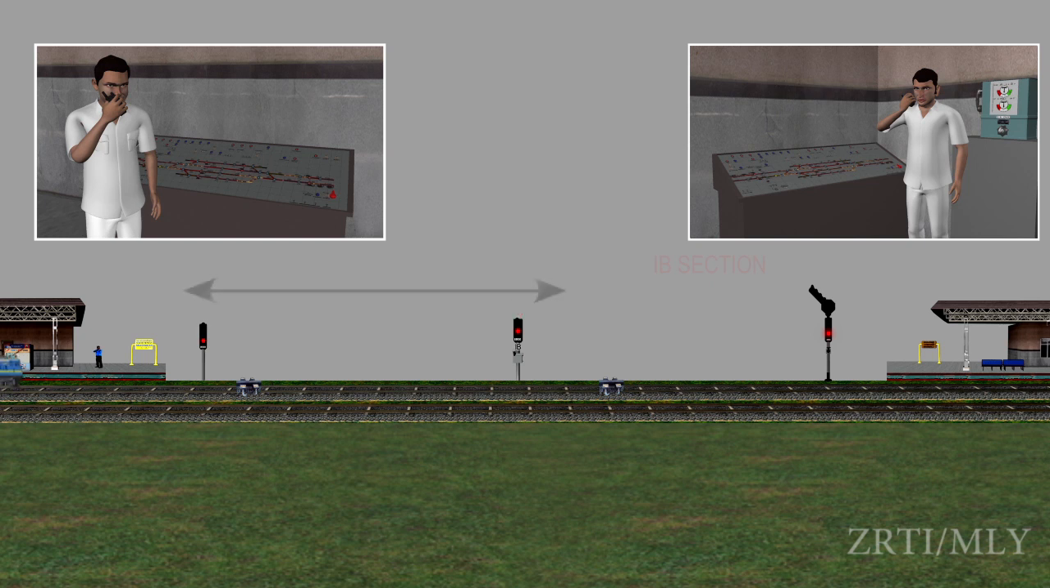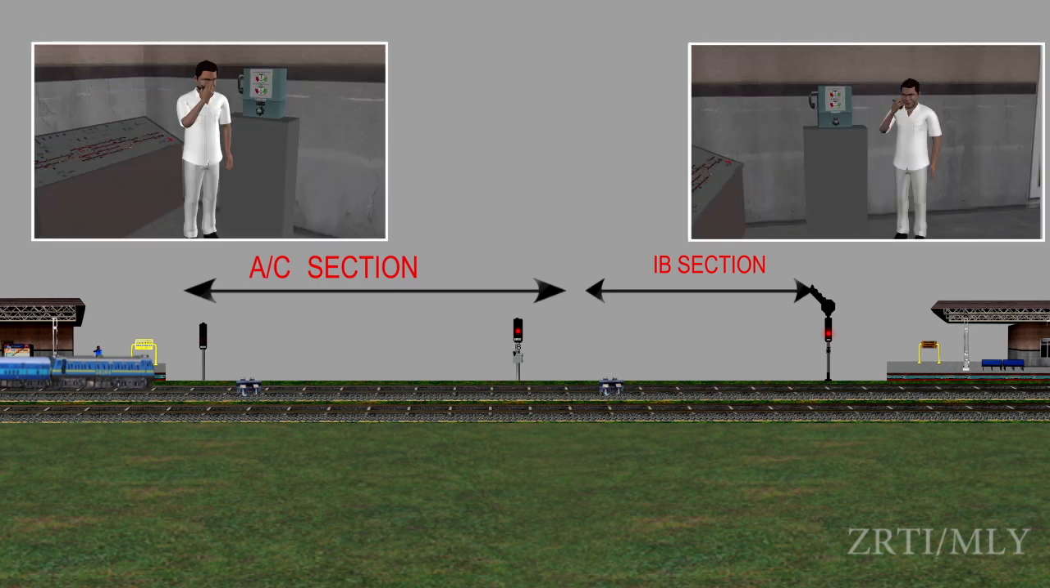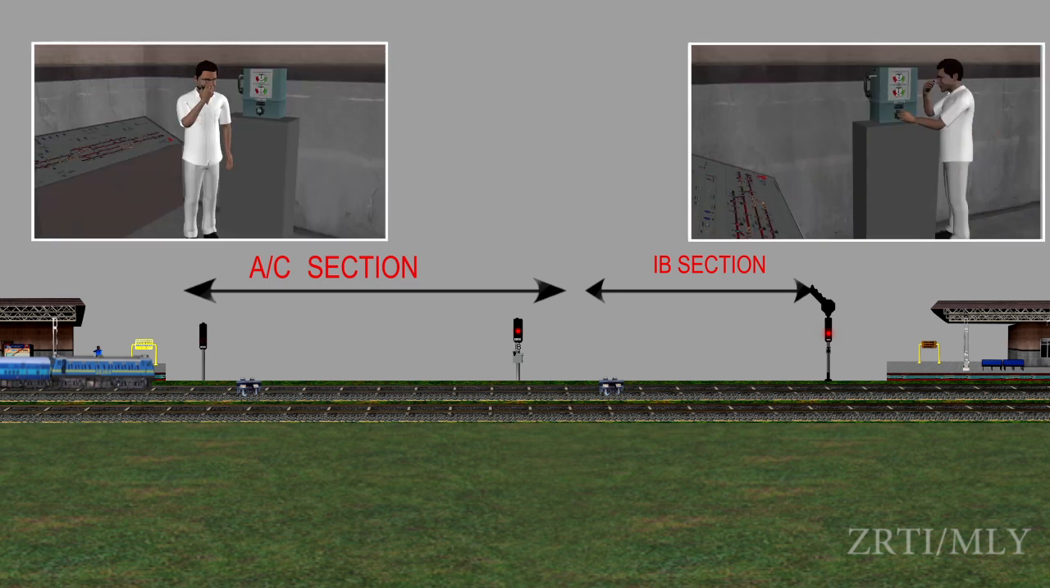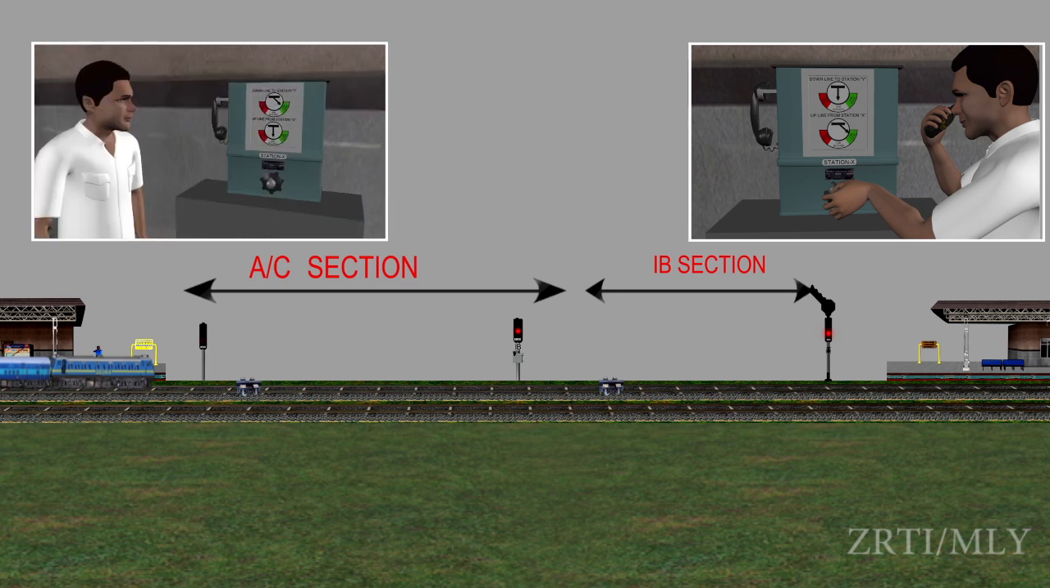When both axle counter section and IB section is free, dispatch end station master shall obtain line clear for the train from advanced station master. Advanced station master grants line clear by operating the block instrument to line clear position of TCF dial.